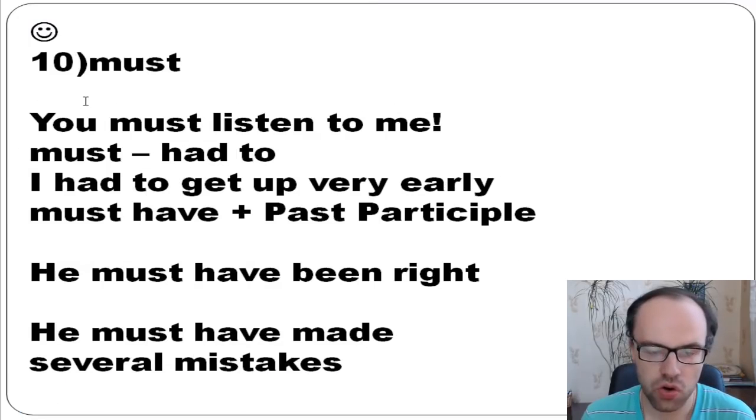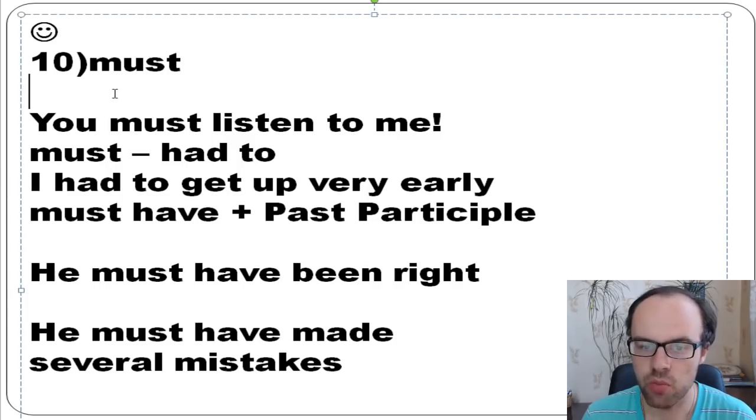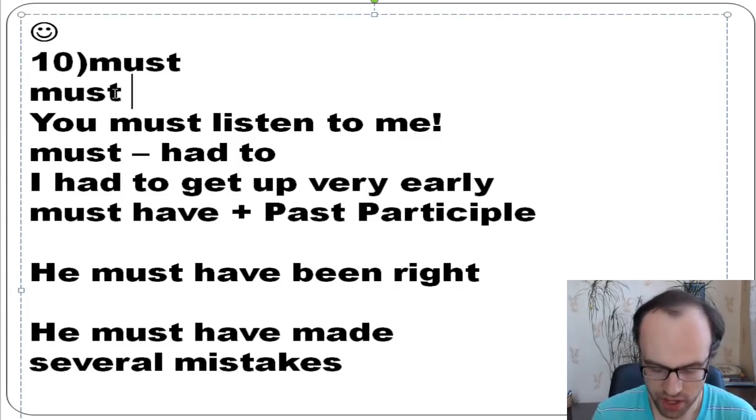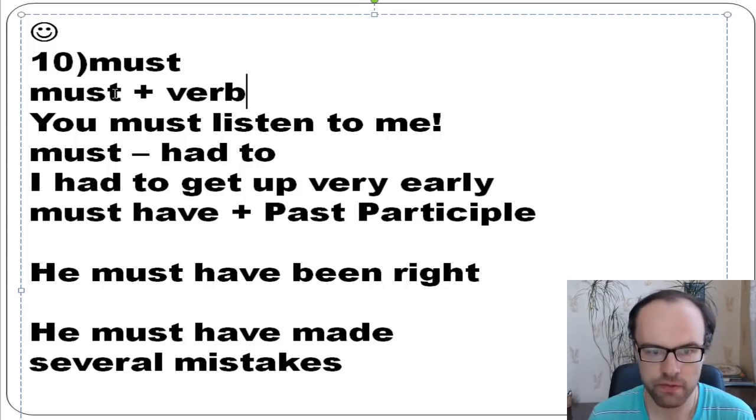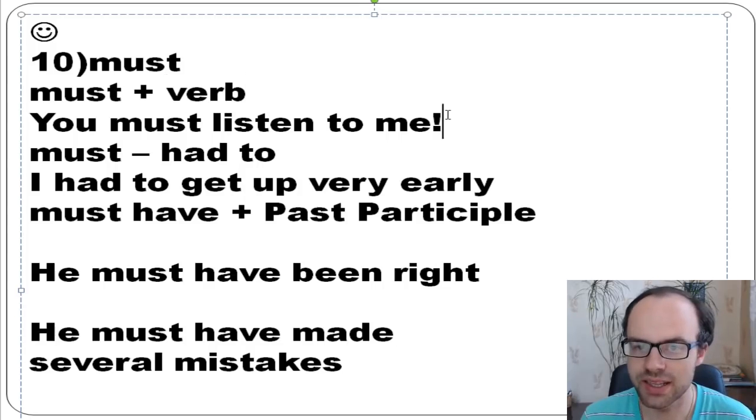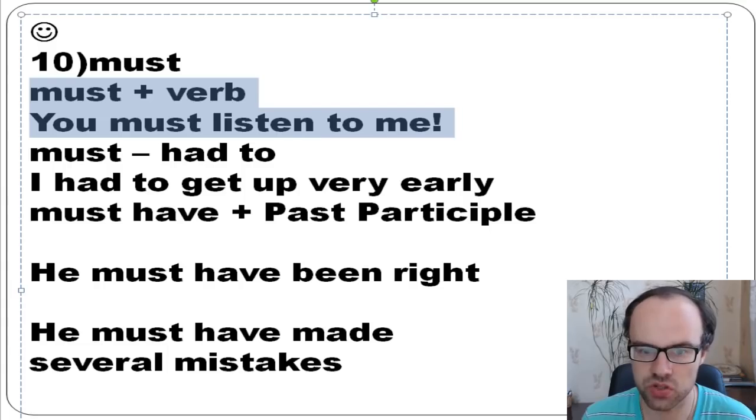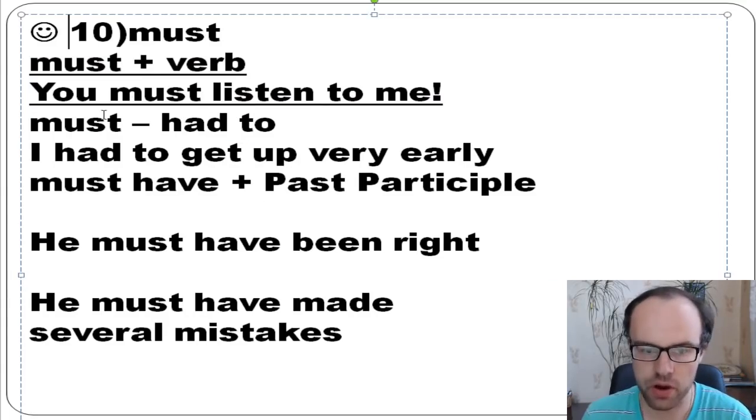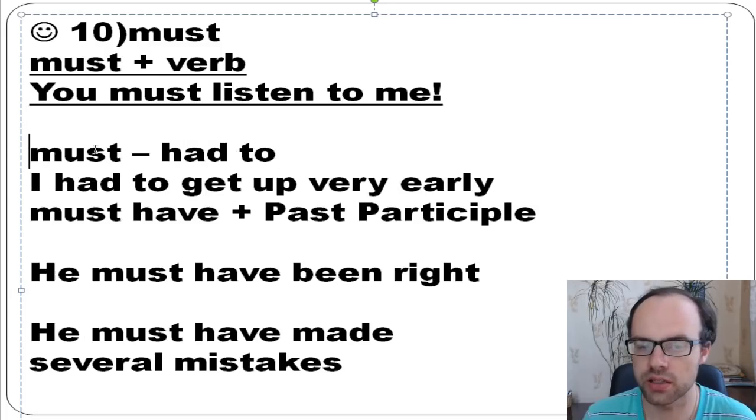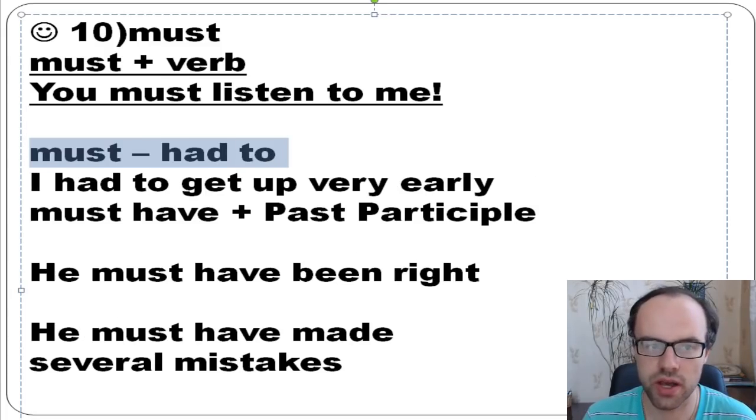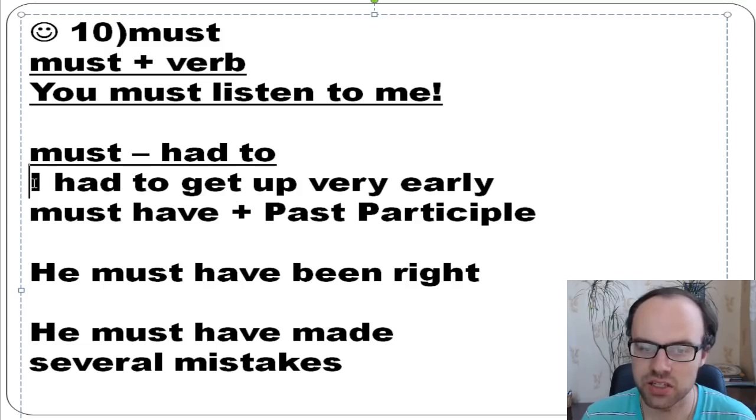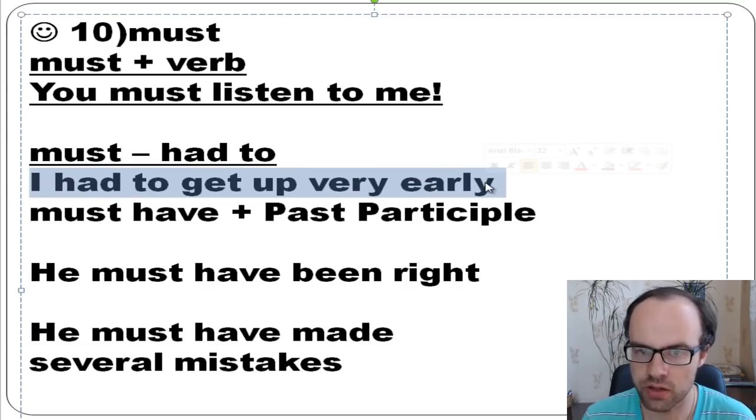Well, so what about must? Must is also a modal verb. So you know that we use must plus verb. You must listen to me, okay? Must plus verb. If you talk about the past, you use had to, yeah? Had to is must for the past time, okay? I had to get up very early.